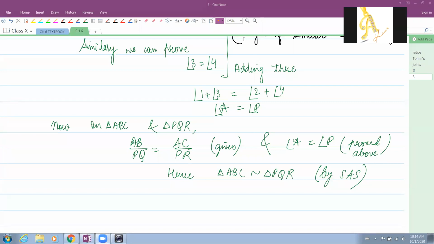Yes, ma'am. Right, you have proved one more pair of similarity, but what I have done is I have only written one line that similarly you can prove angle 3 equals angle 4, and after this you can directly go to the main triangle and prove the similarity. So there are now two ways you can do this. That's also fine. If you have understood that way, that's also fine.